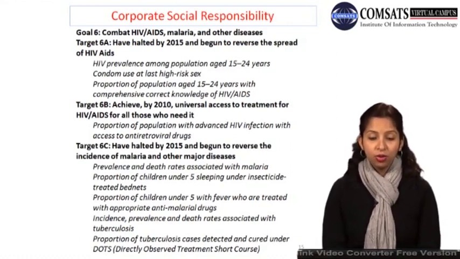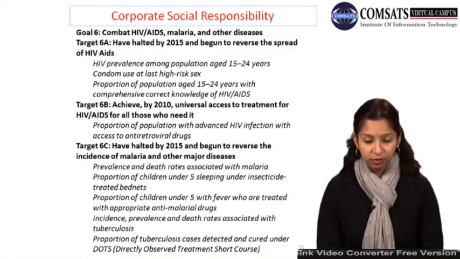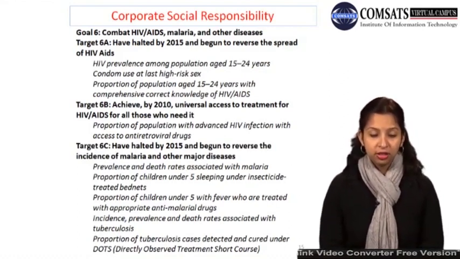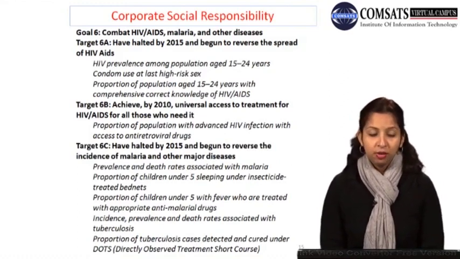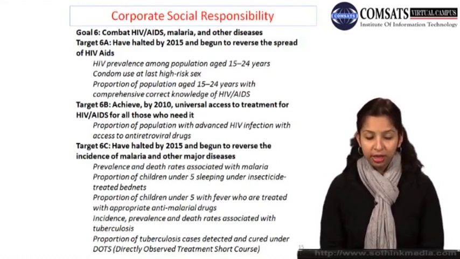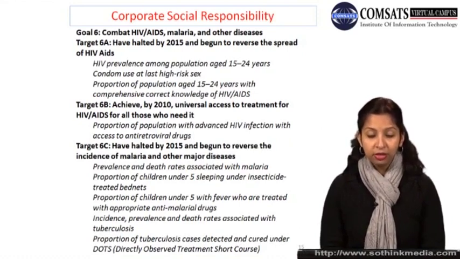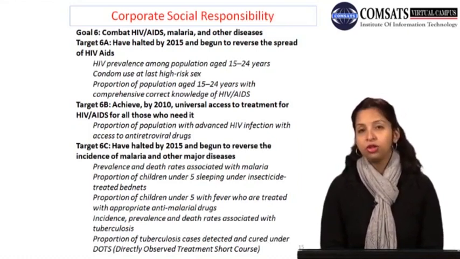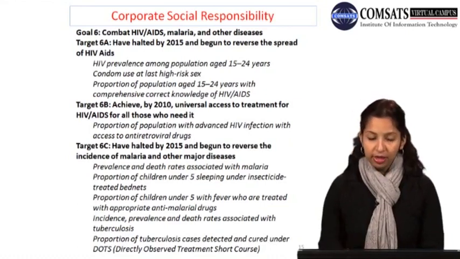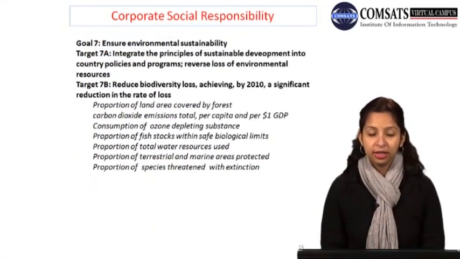The next target within goal 6 is to have halted by 2015 and begun to reverse the incidence of malaria and other major diseases in all parts of the world. Indicators: prevalence and death rates associated with malaria, proportion of children under 5 sleeping under insecticide-treated bed nets, proportion of children under 5 with fever who are treated with appropriate anti-malarial drugs, and proportion of tuberculosis cases detected and cured under directly observed treatment short courses. So that is again a target which comes under goal number 6.